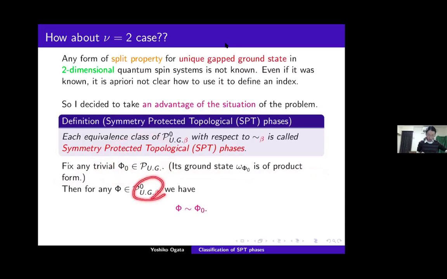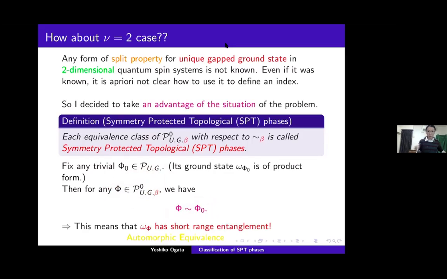And by definition of this set, any element inside this set is equivalent to this trivial interaction with respect to this classification. Namely, if we do not require the symmetry to be preserved along the path, they can be connected. That is the situation we had. And actually, this is quite a good, easy situation, because this immediately means that our ground state omega phi has a short range entanglement. And we can say that thanks to the strong machinery called automorphic equivalence.